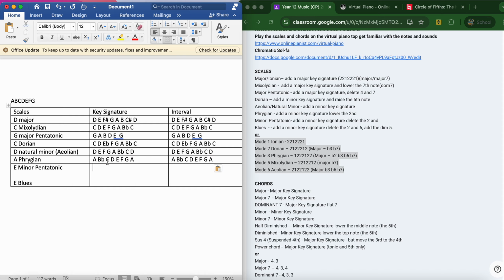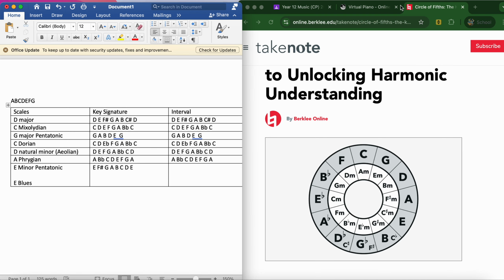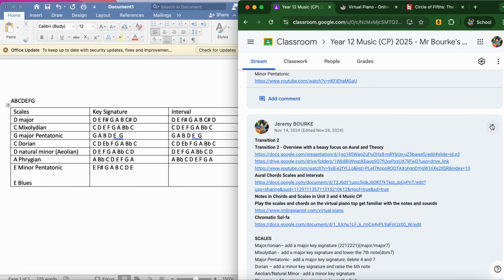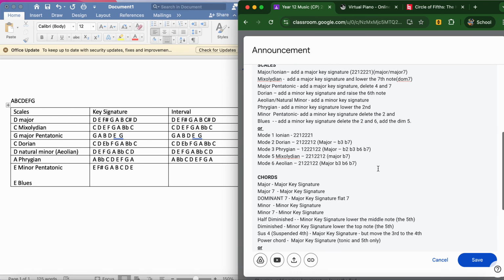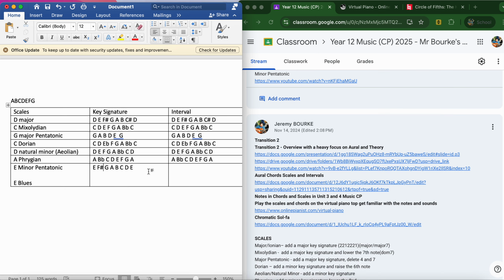Minor pentatonic, so we start with an E. And then we add our minor key signature, E minor, which is 1 sharp. Then we get rid of the 2nd and the 6th. That should say 6 there. So I might edit that now in case people are using it. Don't know what happened there. So we get rid of the 2nd, which gets rid of the sharp, and we get rid of the 6th, which gets rid of that one.